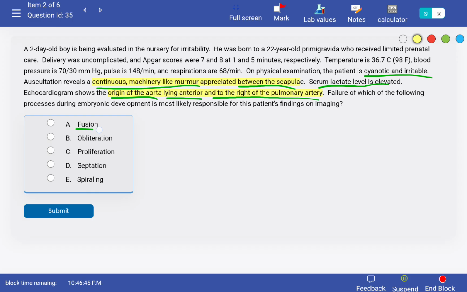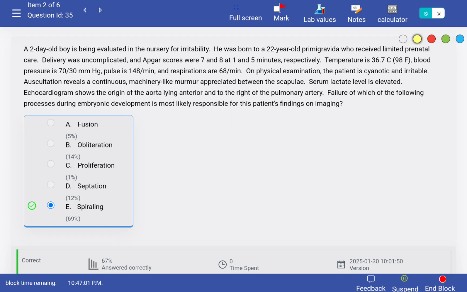Option A, fusion. B, obliteration. C, proliferation. D, septation. E, spiraling. Pause it and give the answer. So the correct answer for this question is spiraling. Why? Let us see the explanation.